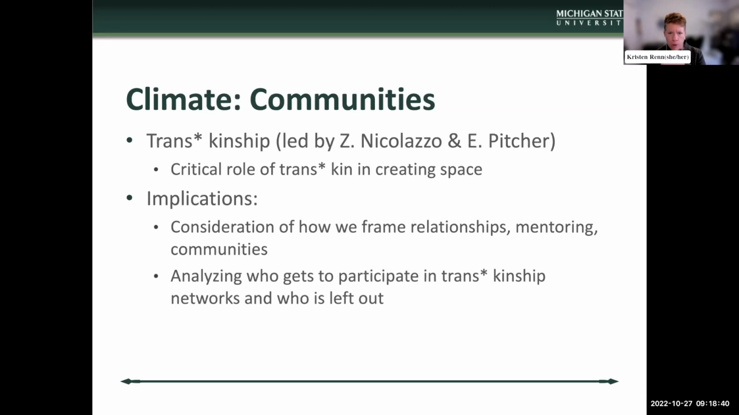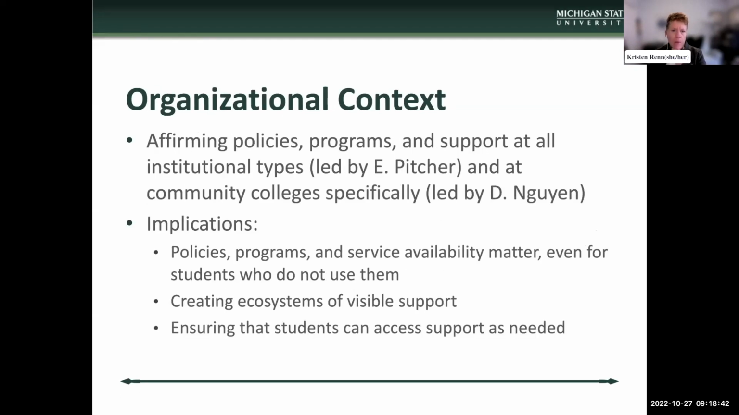So we talked about interpersonal, and we talked about community. I want to think about the organizational context. This is not surprising. This is one of these great social science studies that shows it's true. Affirming policies, programs, and support at any institutional type, and at community colleges in particular, all of these things actually work to improve student outcomes. Students feel more connected, they're more engaged academically, and they have better health and well-being outcomes when we have inclusive, affirming policies, programs, and support.